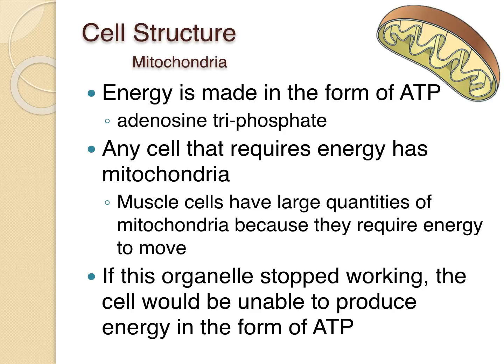Cells that require energy have mitochondria. So all energy that's produced by the cell that is required for the metabolic process to take place is made in the mitochondria. Muscle cells have large quantities of mitochondria because they require energy to move. So for example, the heart muscles have lots of mitochondria because they're constantly moving. If the mitochondria stops, then the cell would not be able to produce ATP.